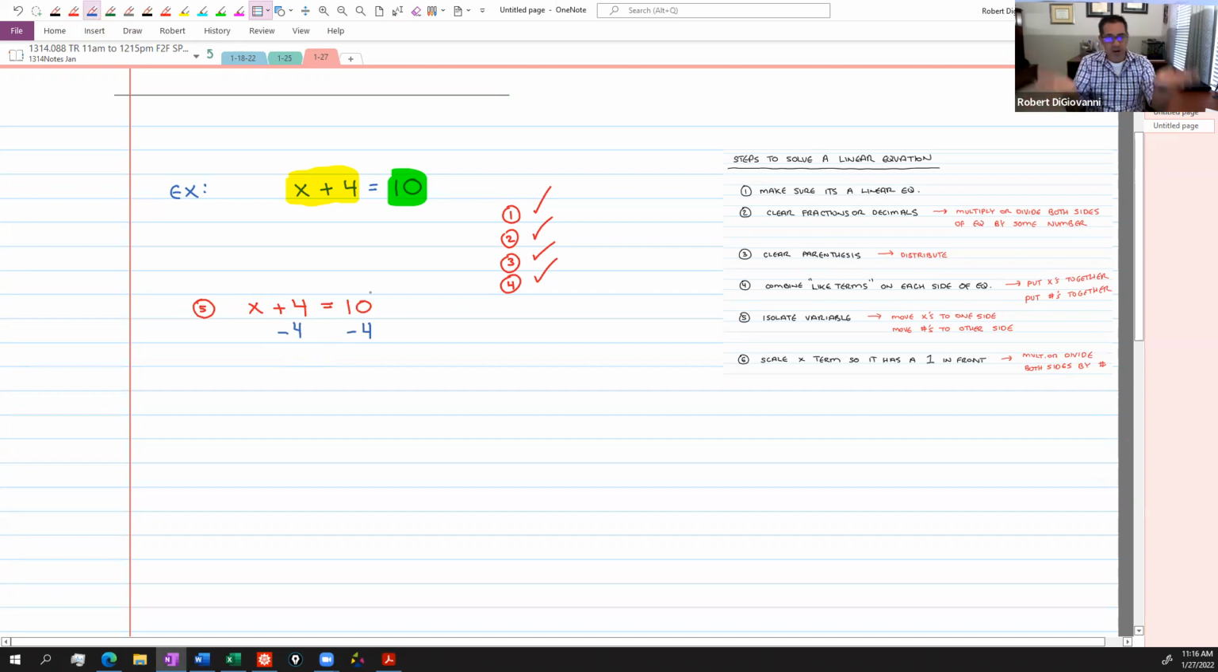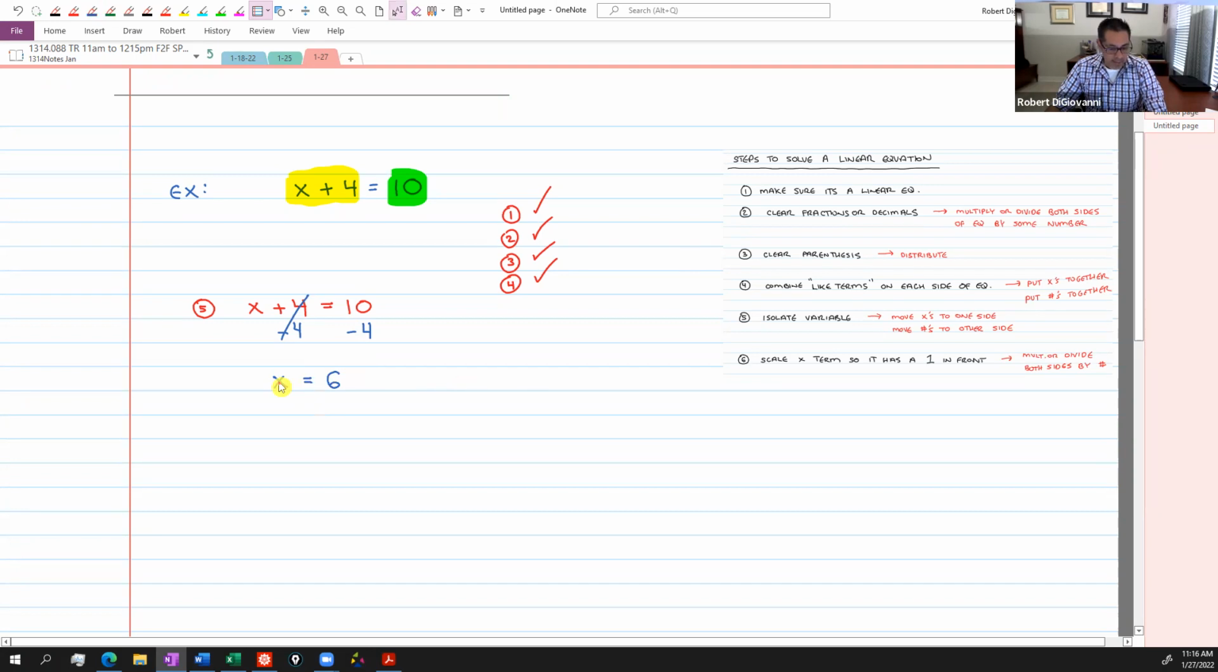So it's like a balance, right? You do something here, you have to do the same thing on the other side to maintain the equality. So now when you take the 4 and subtract the 4, it goes away. That leaves you with just the x. On the right-hand side, you do 10 take away 4, and you get 6. That's the 5th step. We have isolated the variable, right? It's by itself now on the left side.